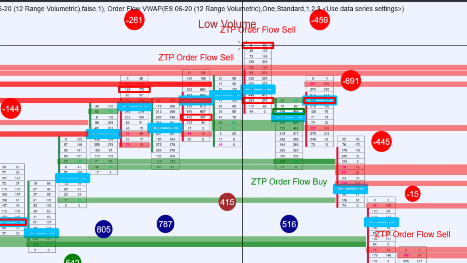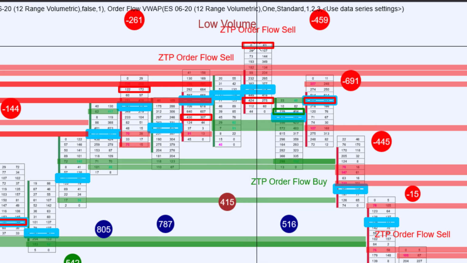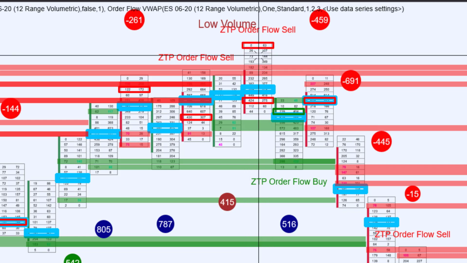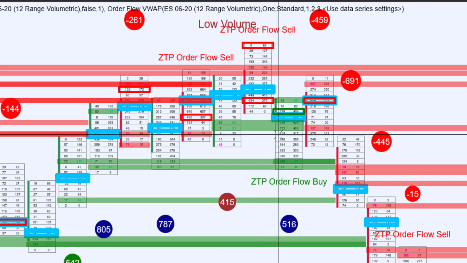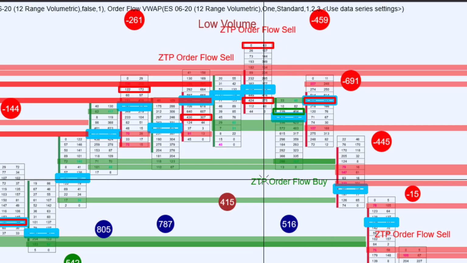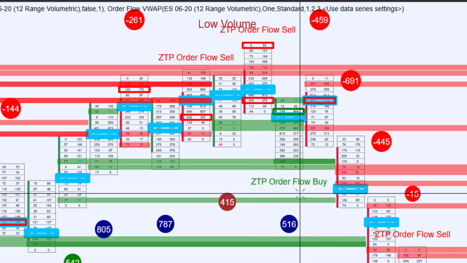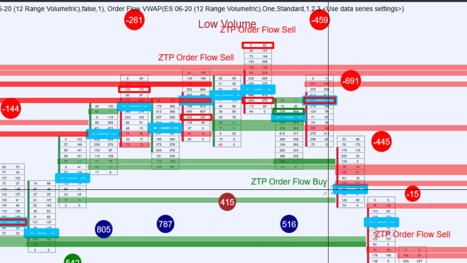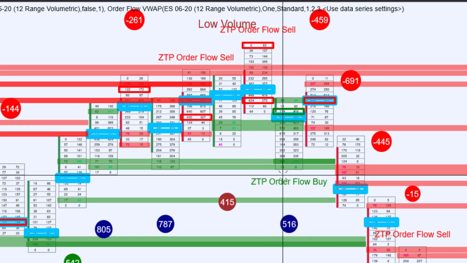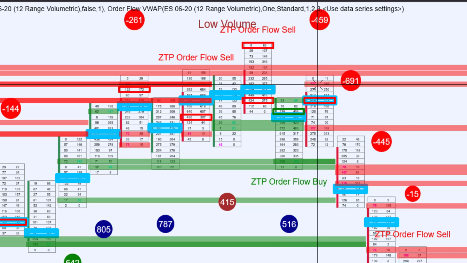And just so you're aware, the red box here indicates that there was absorption going on at the high of the bar right there. Price traded, this was my first entry, and what I didn't like about the entry was the bounce and the ZTP order flow buy that I got right here. As price traded back up to here, that's where I re-entered, right about the high.